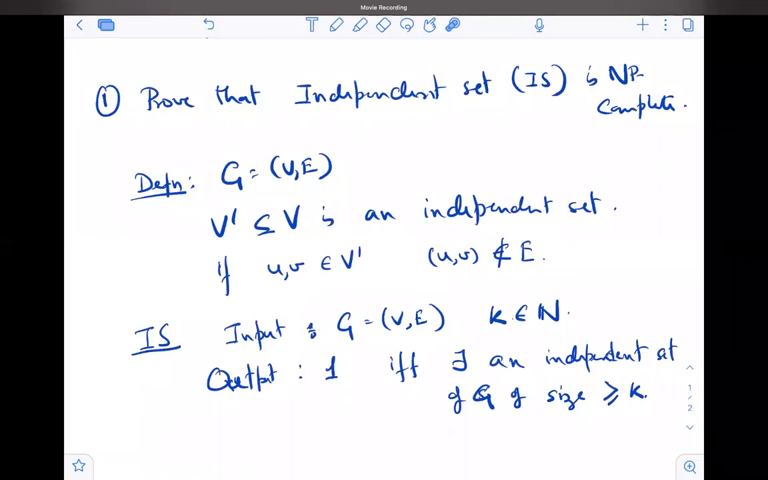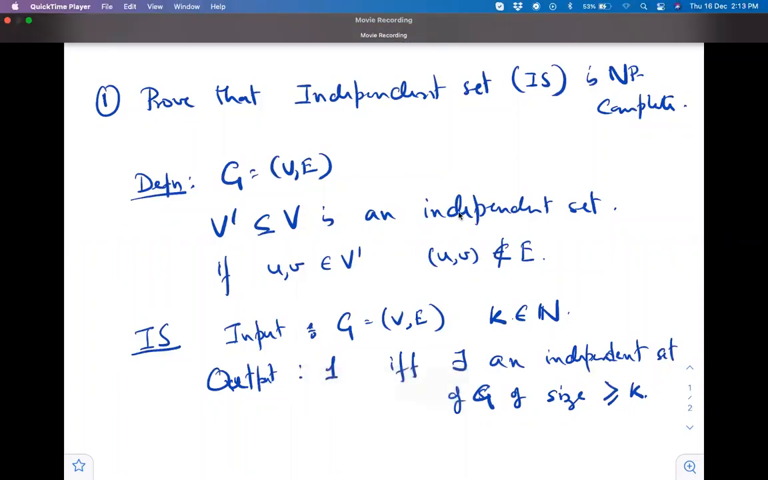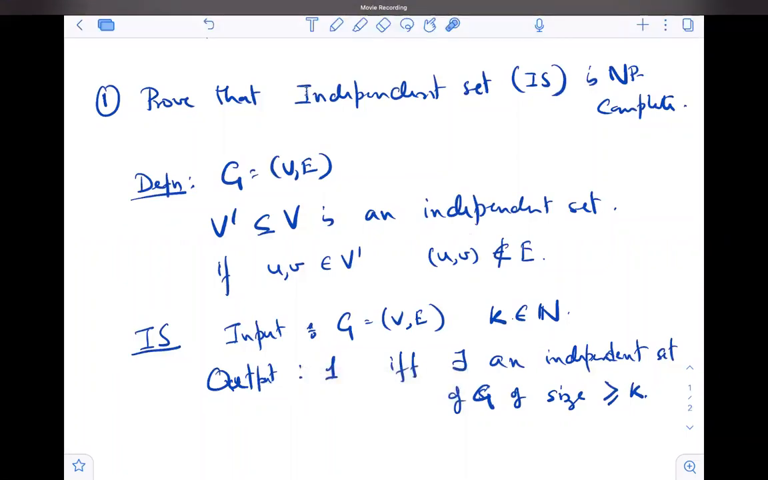Yes, sir. I have one question. For proving that a problem is NP-complete, do we need to first show that the problem is at least in NP? Yeah, that's the first part of it. That's a small part of it that you have to do. Okay, sir. Okay. Good.